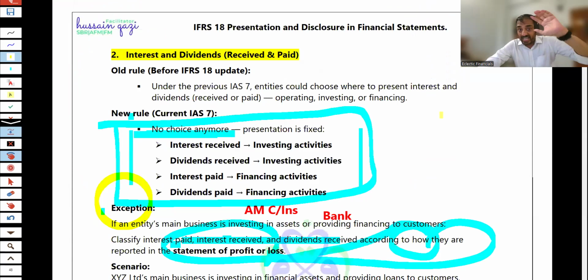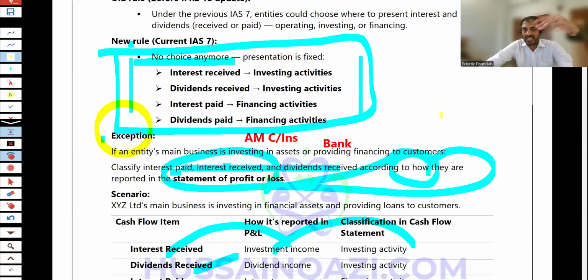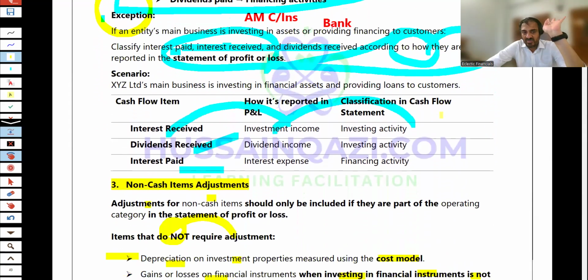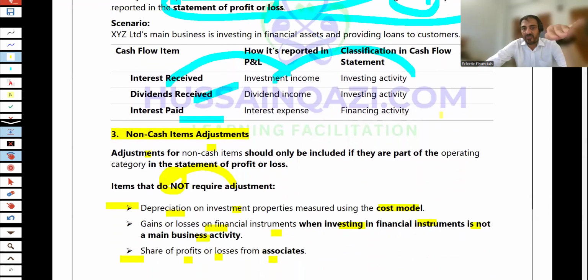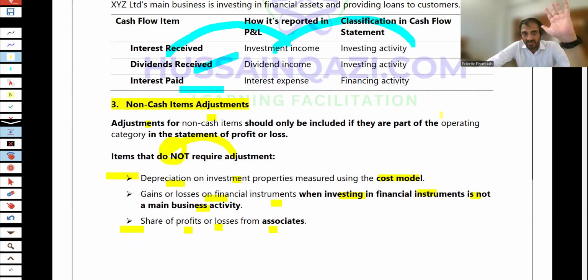Second one, quickly: interest and dividend paid and received. Normally for Toyota, other than banks, interest received and dividend received are investing activity. Interest paid and dividend paid are finance activity. Exception for banks and asset management companies. Non-cash items, be careful: these things do not affect non-cash items and there is no need to make adjustment from the operating profit.